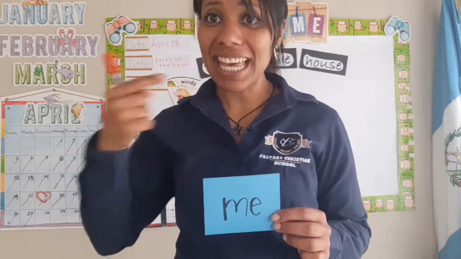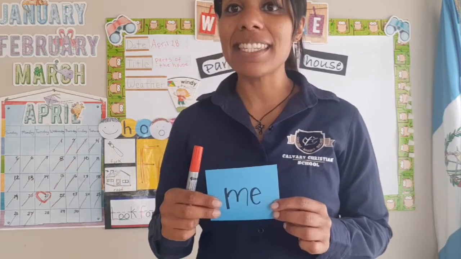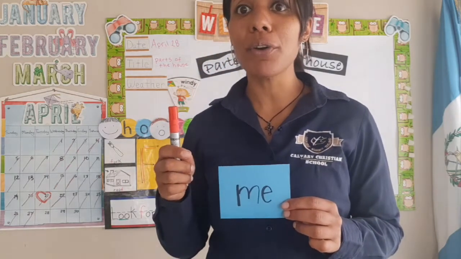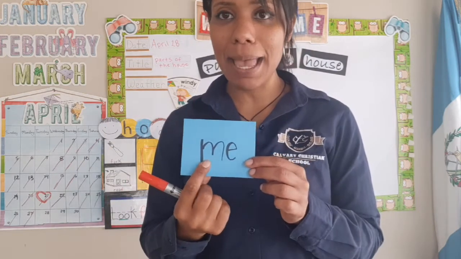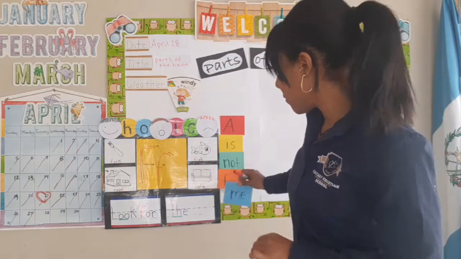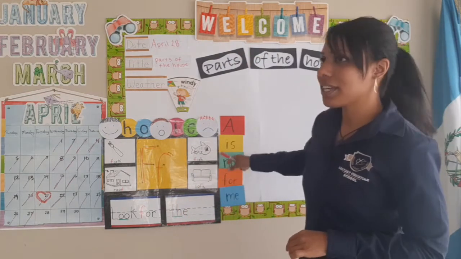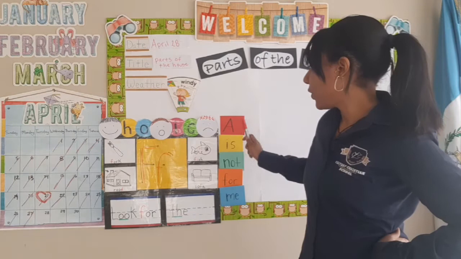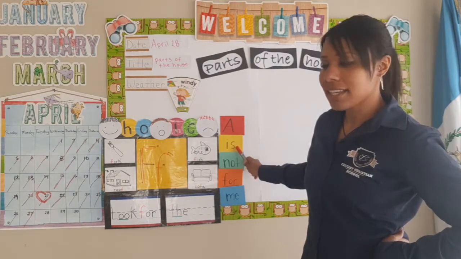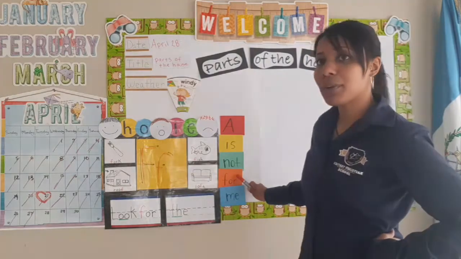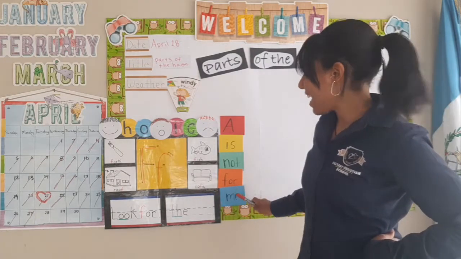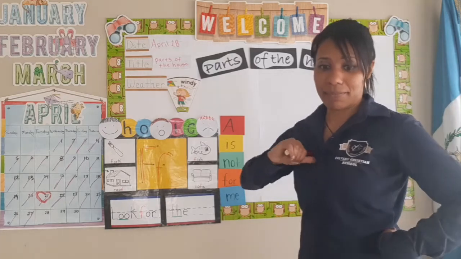And the last word is me. Remember the last time that we used it? I said, is the marker for what? For who? For me. Good job. So me is M-E. So let's review our words. And the first word was A. Word number 2, is. Word number 3, not. Word number 4, for. And word number 5, me.